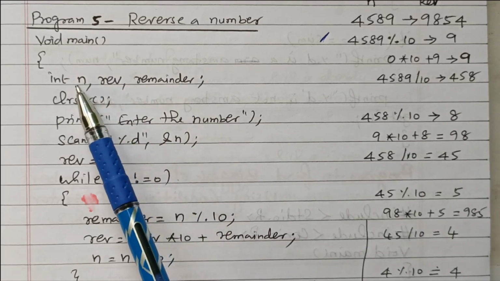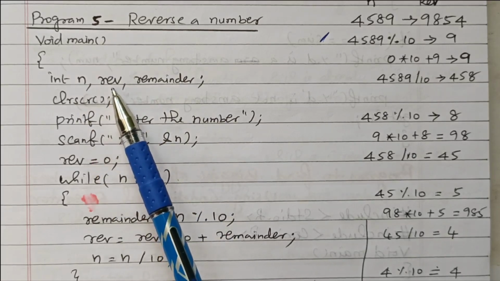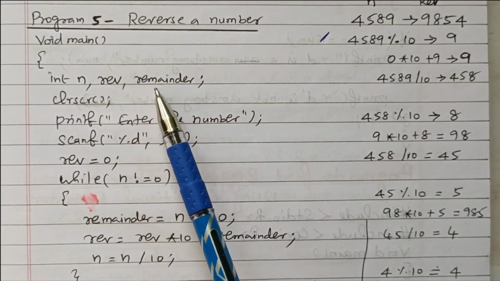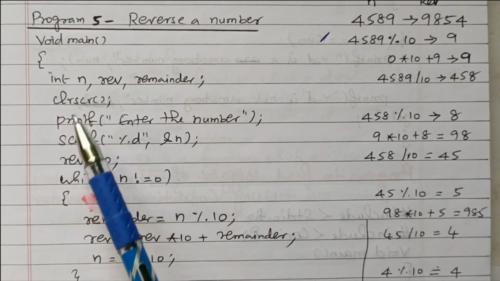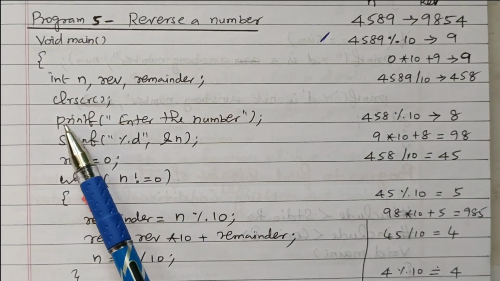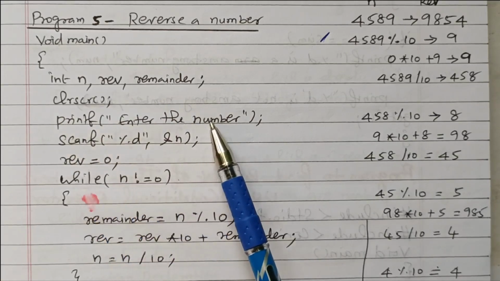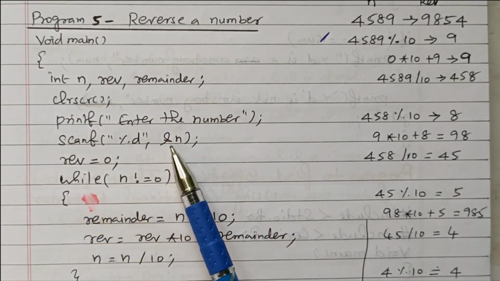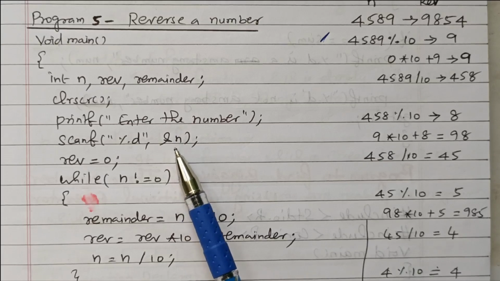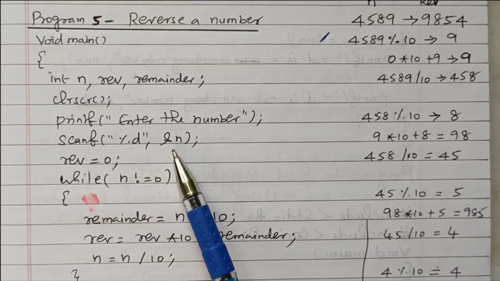Right? So n is the given number. Reverse is for reversing the digits. It's the answer. For storing the remainder, we have one variable, remainder. After clear screen, we ask the user to enter the number. So the user will enter the number using the scanf statement. The number is scanned and it is stored in n, address of n. Right? It is available.